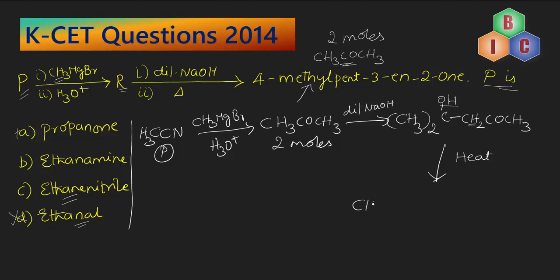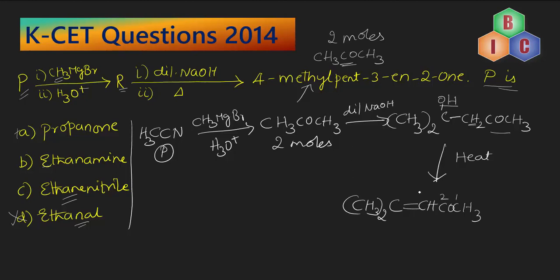So the compound will contain (CH3)2C. So this bond is gone, and for this carbon another hydrogen has gone, so these two get linked by means of a double bond. So C double bond CH, the others remain intact, COCH3. So let's try to name this compound.